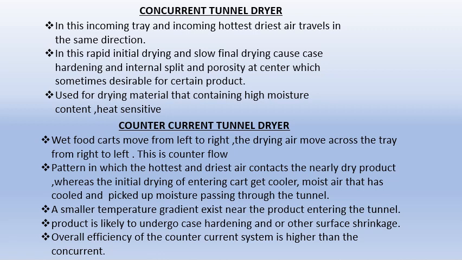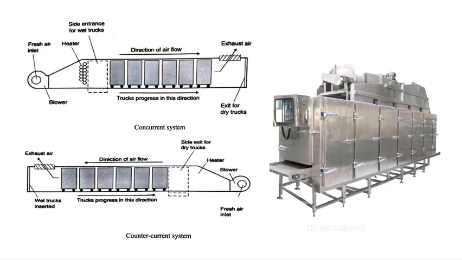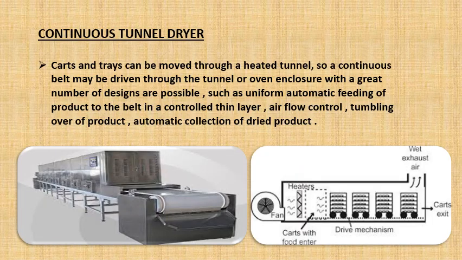A smaller temperature gradient exists near the product entering the tunnel. Product is likely to undergo case hardening or surface shrinkage. Overall efficiency of the counter current system is higher than concurrent. Next, this is the pictorial representation of the concurrent system and counter current system. Next, it is the continuous tunnel dryer.